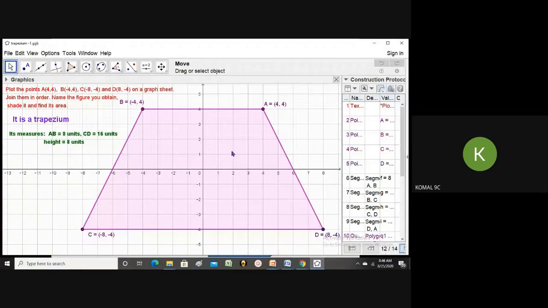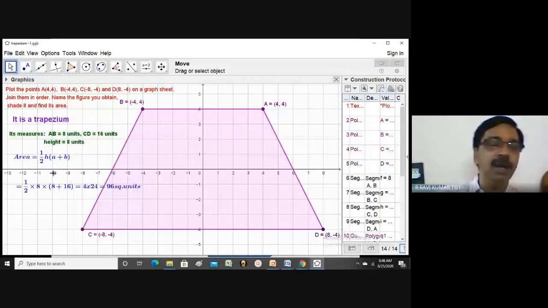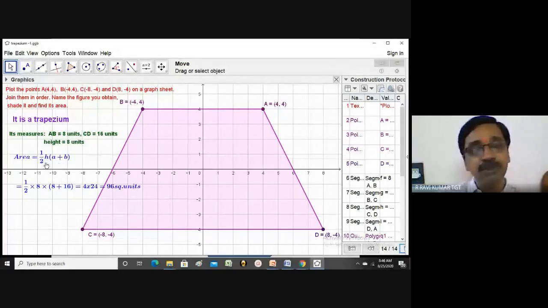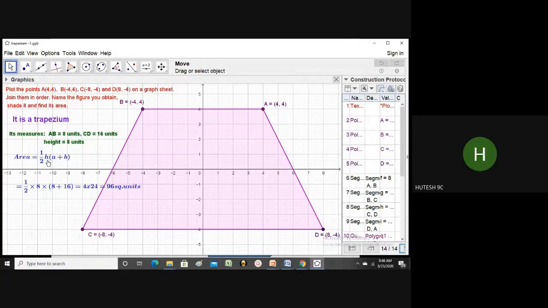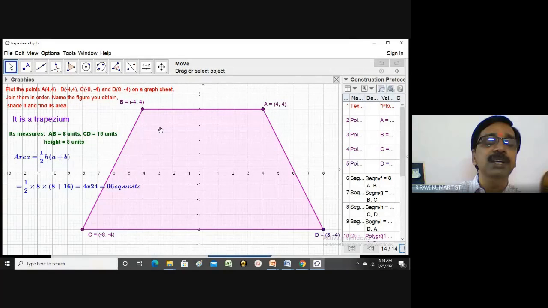Half into base into height is not the correct one. It is half height into the sum of parallel sides. Actually, half the distance between the parallel sides, half into height into a plus b. That is half h into a plus b. That is okay.